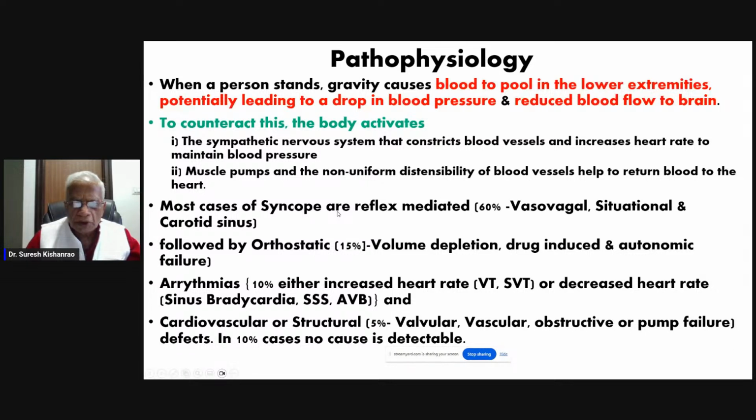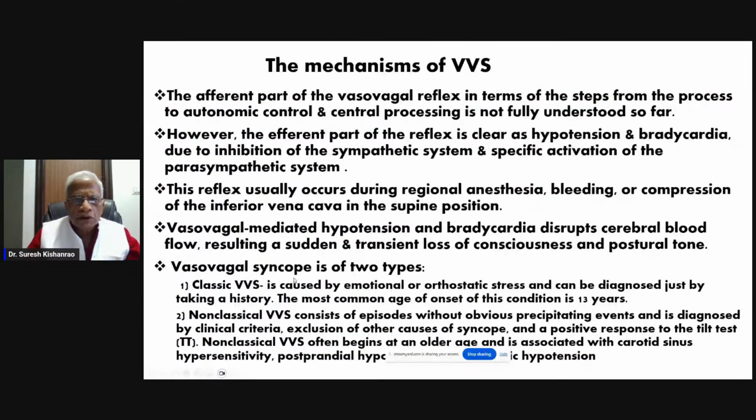Most cases of syncope are reflex, as we already told, followed by orthostatic, arrhythmia, and cardiovascular reasons. The mechanism of vasovagal syncope, here we do not know the afferent, how the message goes for this vasovagal reflex. But the process is an autonomic control and central processing that is not fully understood so far. However, the efferent message that comes as a part of the reflex is a clear hypotension and bradycardia due to inhibition of the sympathetic system and specific activation of the parasympathetic system.